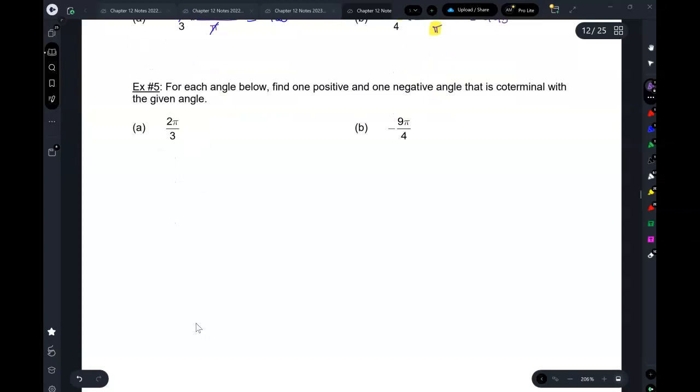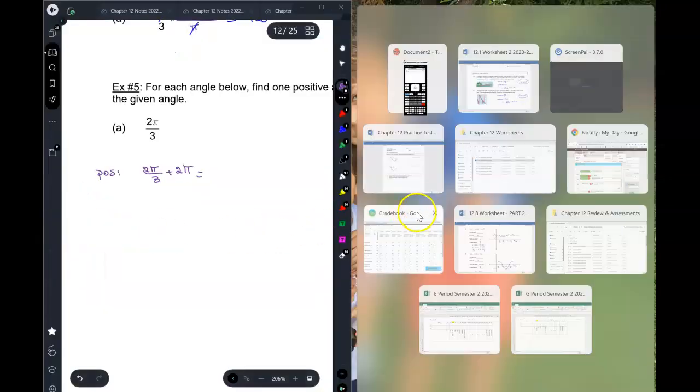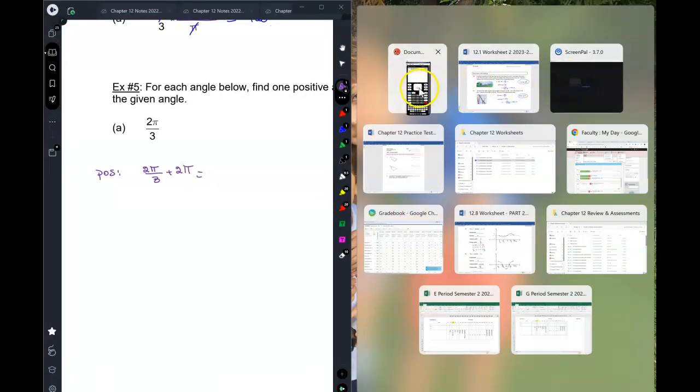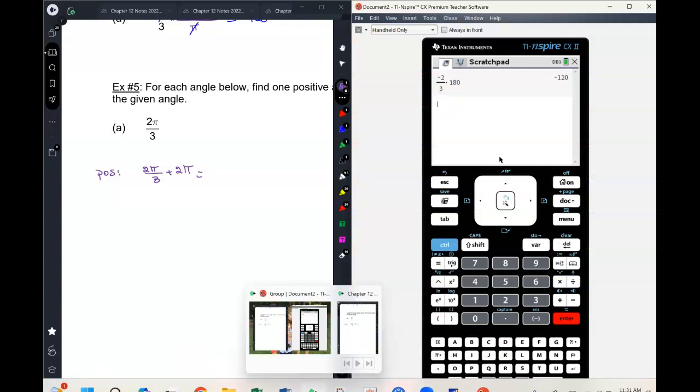For the positive one, I'm going to do 2 pi over 3 plus 2 pi. You're going to do this with your calculator, right? So again, ignore the pi's. We're just going to do 2 over 3 plus 2. How much? 8 over 3. But it's with a pi: 8 pi over 3.